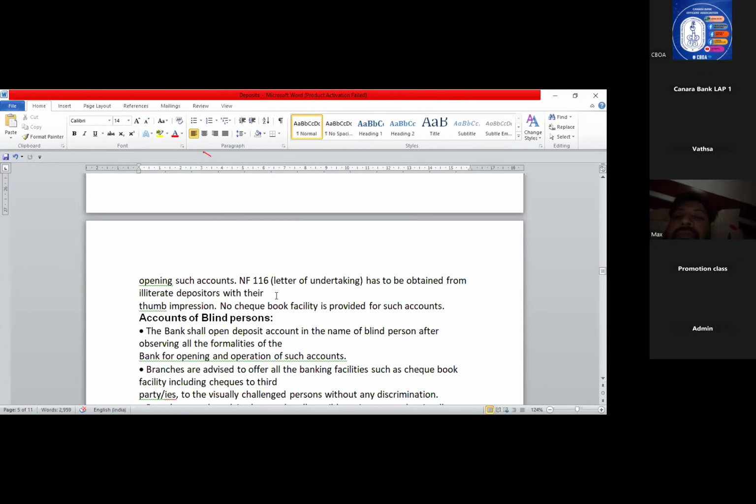That is what is declared in NF 116. And the third person is also signing that the bank has already informed the illiterate person. For blind and illiterates, always we have to take 3 photographs, one in the application form, one in the specimen card, and one in the passbook.